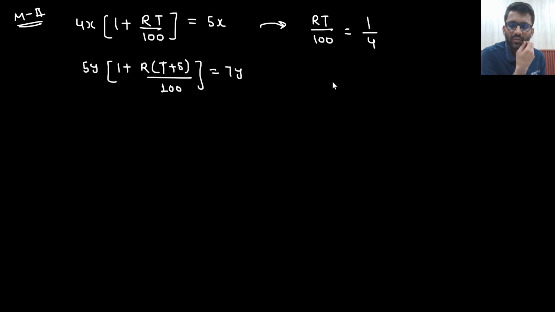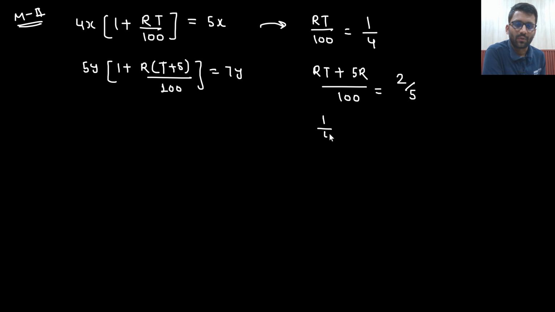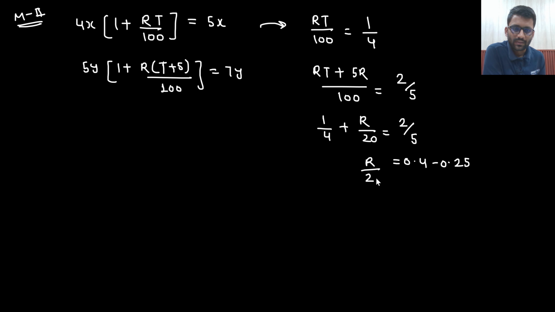7/5 minus 1, so it will be 2/5. So RT plus 5R by 100 is equal to 2/5. RT by 100 is 1/4 already, plus 5R by 100, R by 20, is equal to 2/5. So this is 0.4 minus 0.25. So R by 20 is this. So R is equal to 20 into 0.15.